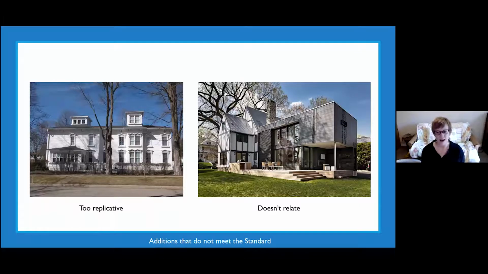Then on the right, you have a very modern addition. It's to the rear, so that's great, but it doesn't really relate. You don't see that relationship between the original structure and the large addition.